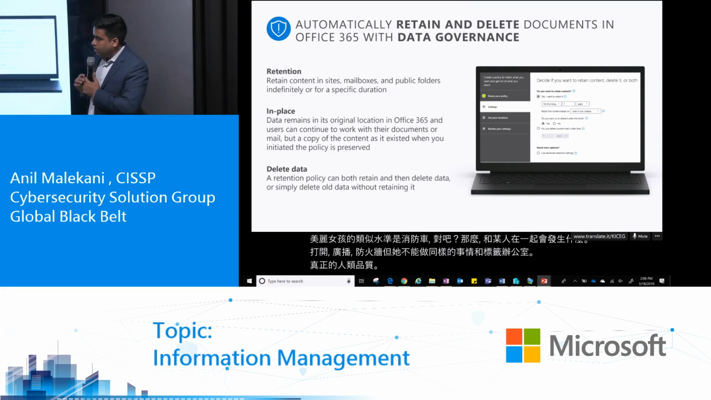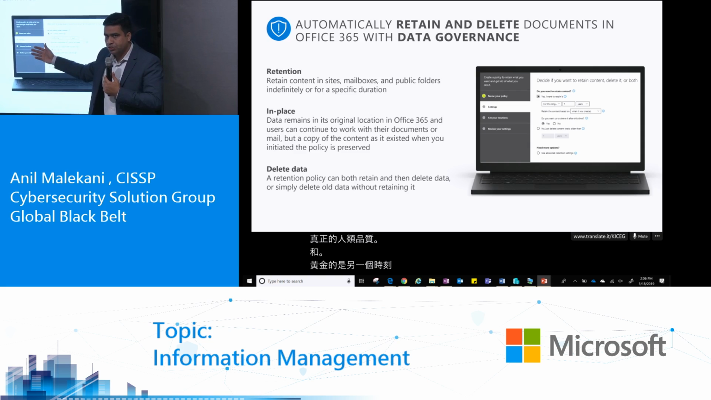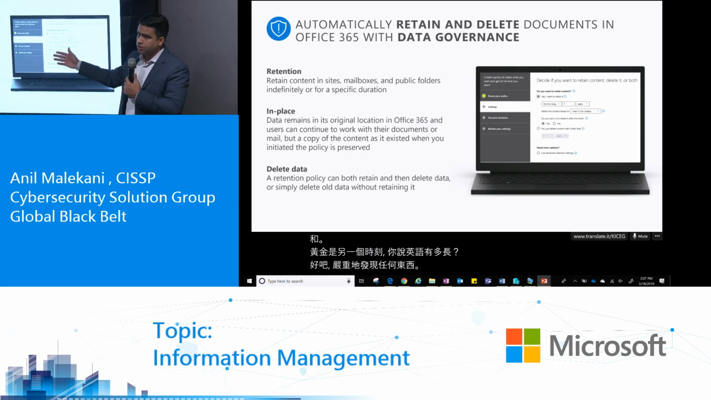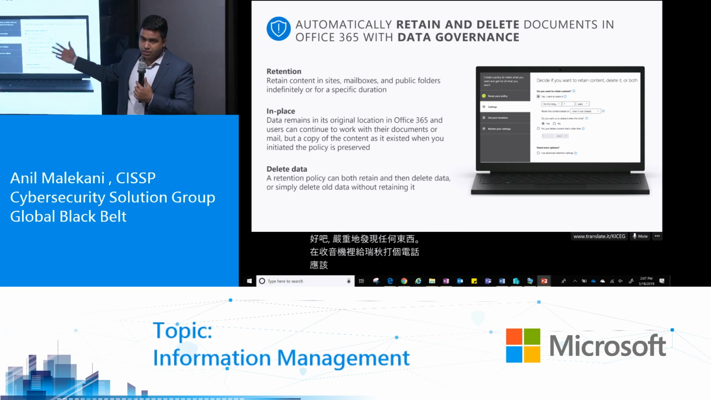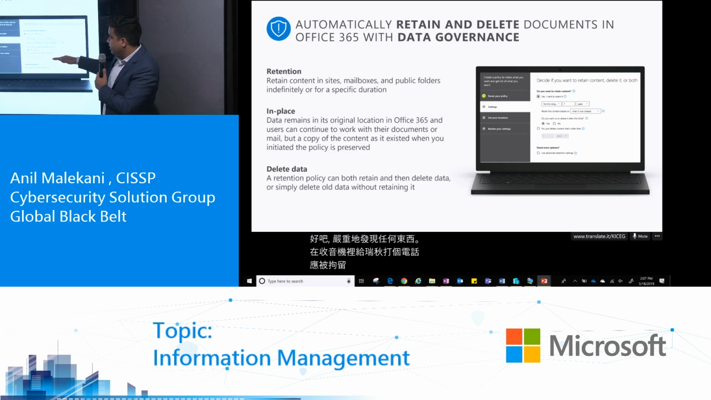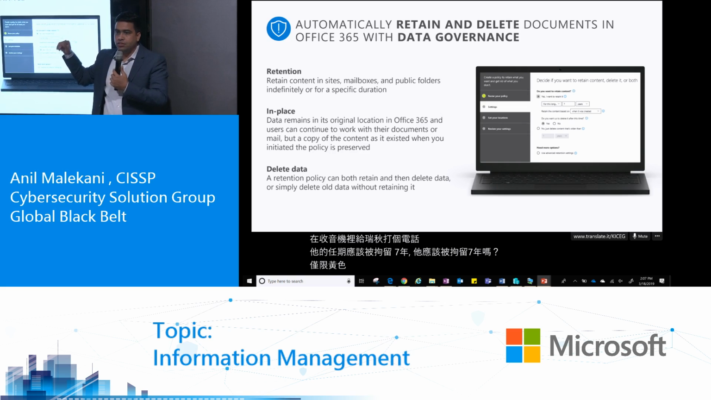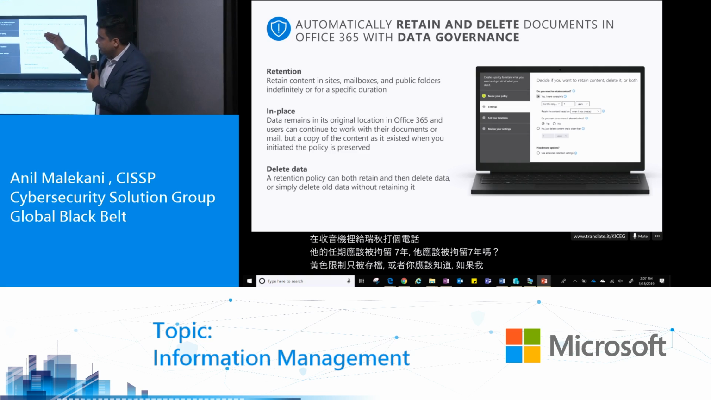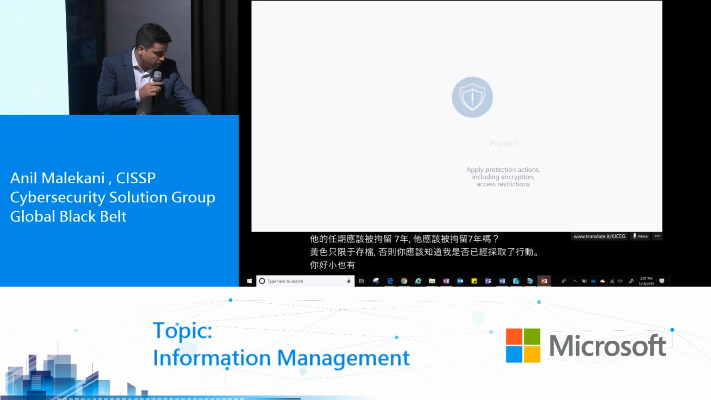And governance is another important component where you say how long information needs to be retained and what should happen with it once the period has expired. Let's say documents tagged as confidential should be retained for 7 years, and after 7 years they should be deleted, or they should be archived, or the user should be notified to take an action on that, right? So who is the owner of that document? So data governance is also one of the key considerations for information protection.